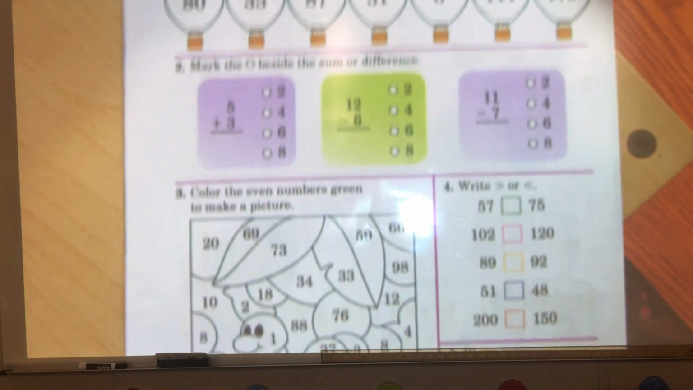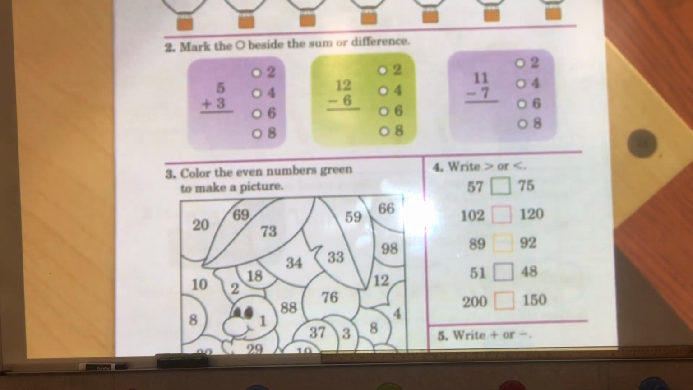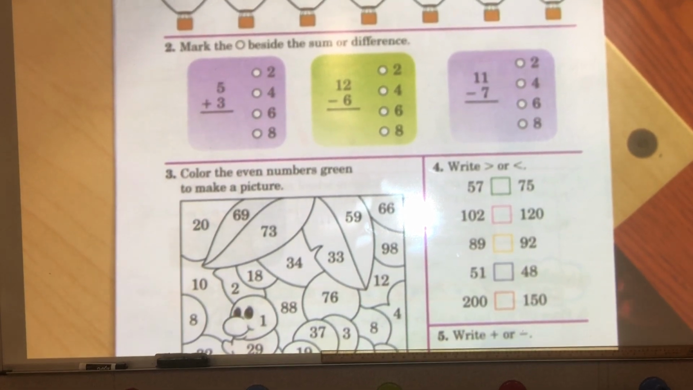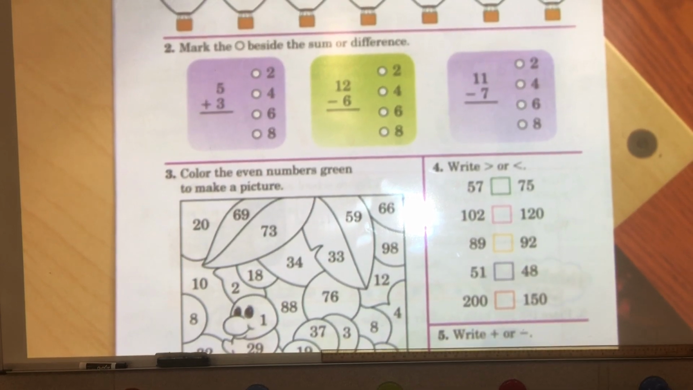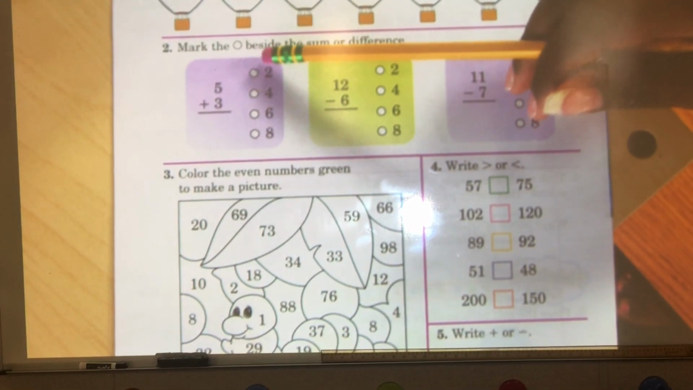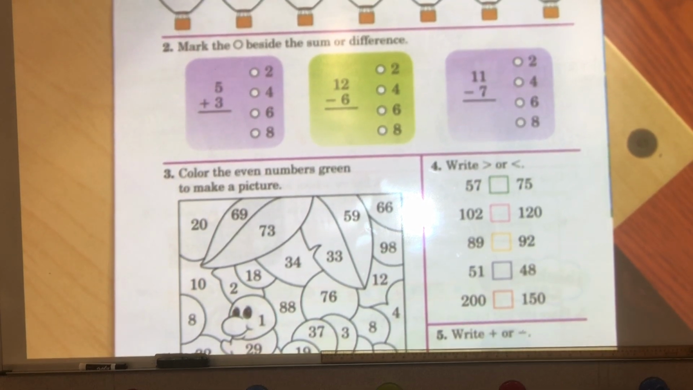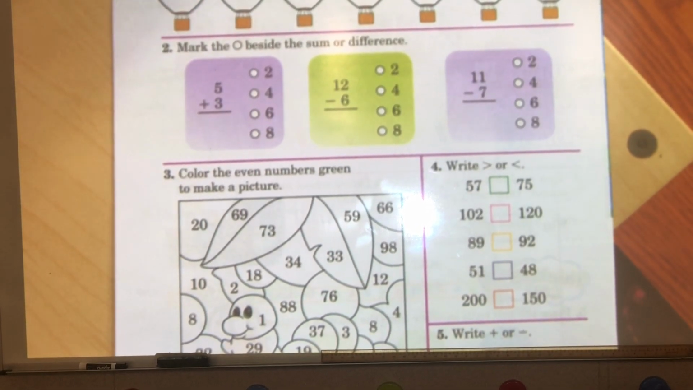Take a look at section 2. Section 2 says mark the circle beside the sums and differences. Please watch out because you will be adding and subtracting in section 2. You will add your numbers and you're going to see whether or not your answer choice is there. If your answer choice is there, please fill in the circle beside it. If you don't find your answer, that means you made a mistake. So go back and check and do the problem again.